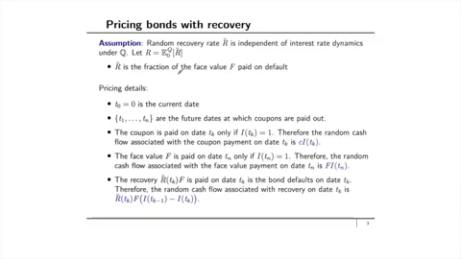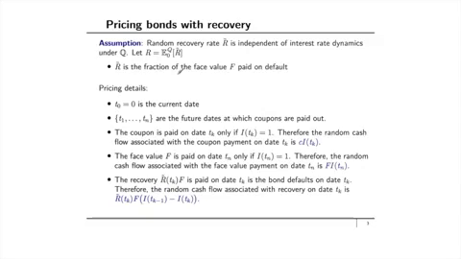We're going to assume that the current date is equal to 0. T1 to Tn are the future dates at which coupons are going to be paid. The coupon on date Tk is paid only if ITk, the indicator variable that indicates whether the bond is in default or not, is equal to 1, meaning that the bond is not in default. Therefore, the random cash flow associated with the coupon payment on date Tk is C times ITk. The randomness comes from the fact that although the coupon payment is deterministic, whether the bond is in default or not is going to be a random quantity.